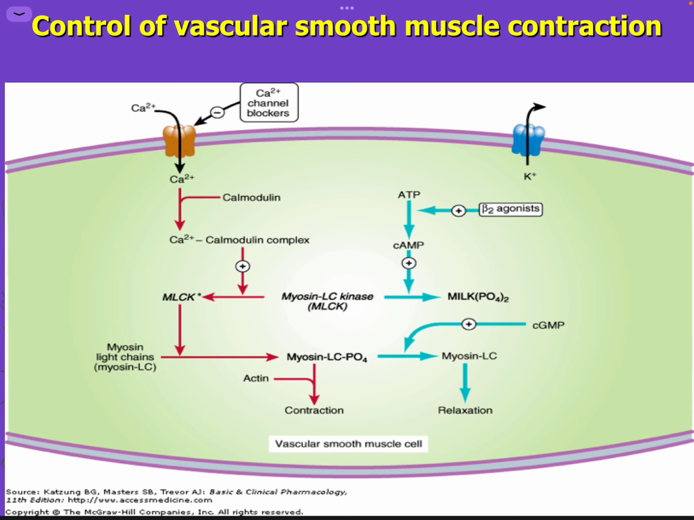This is what I meant when I talked about the differential effect of the same receptor on different kinds of cells or different tissues. So, in a muscle of the heart, a beta agonist will cause contraction. In the vascular smooth muscle cell, a beta agonist will cause relaxation. How does it do so? It's going to cause an increase in cyclic AMP.